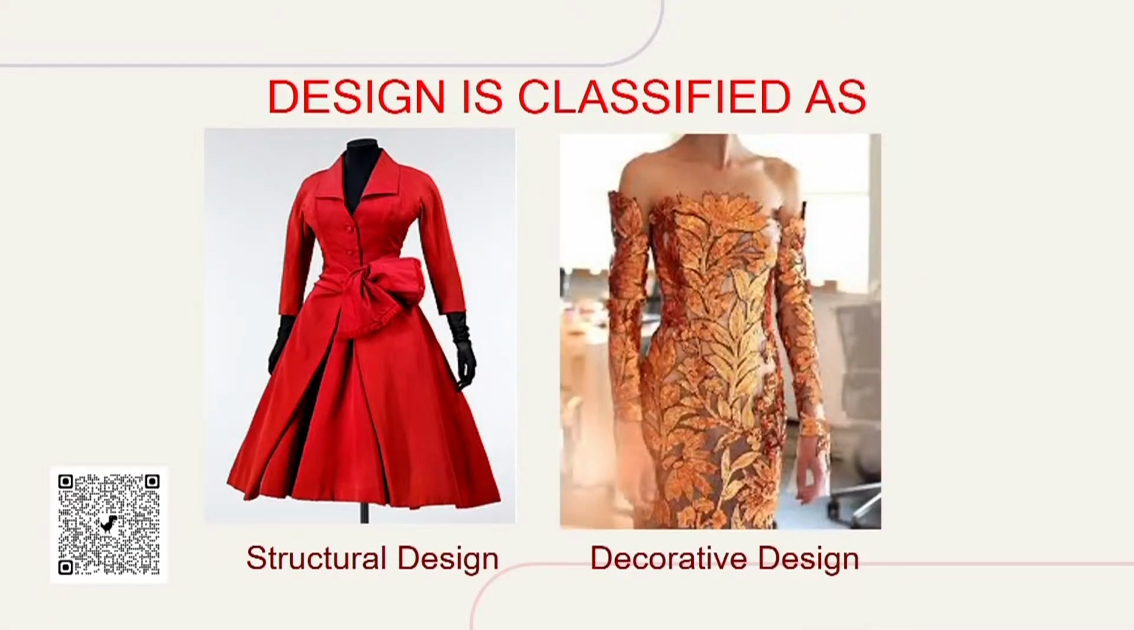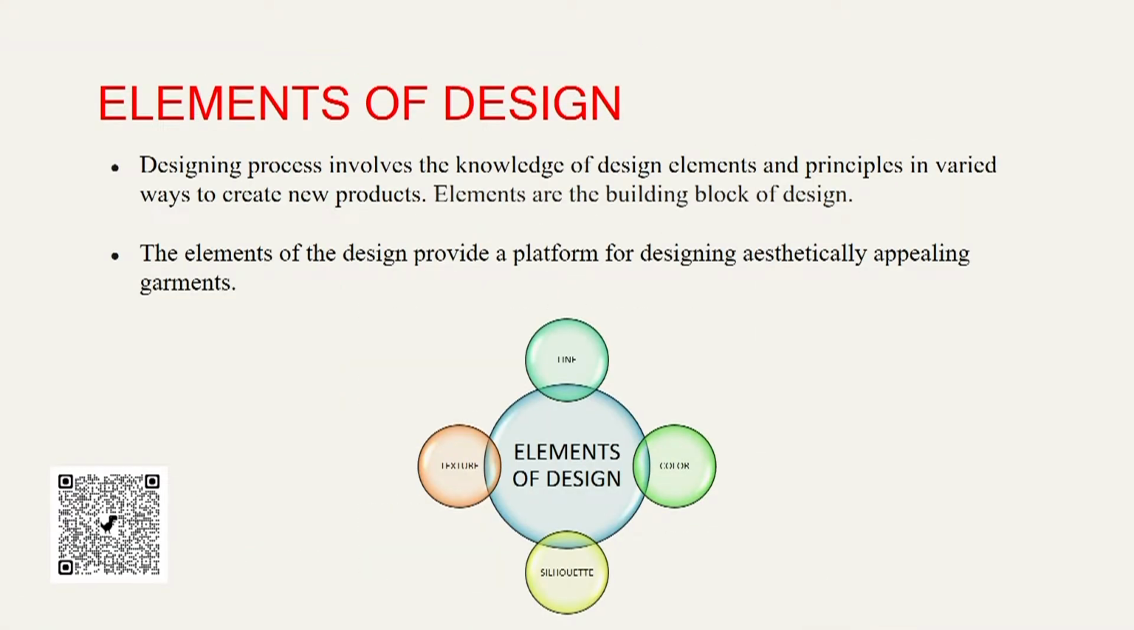Moving on to the next element, let's understand what are elements of design. So elements of design are four types which is shown in the flow chart. Designing process basically involves knowledge of all the design elements and principles which are used to create a new product. Product can again be automobile, it can be a drawing room, a living room, or it can also be a garment. So elements of design are valid in various fields.